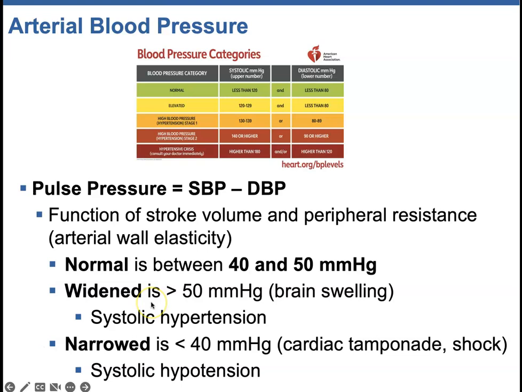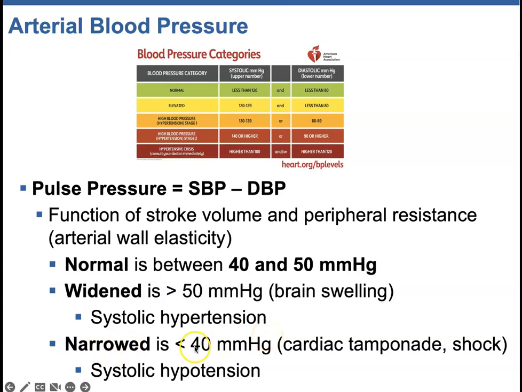As your pulse pressure widens, sometimes it's going to be indicative of what we call brain swelling. So you're having some kind of cerebral edema, intracranial pressure is actually increasing, something is going on that is causing the brain to be squished. So now we start getting this widened pulse pressure.